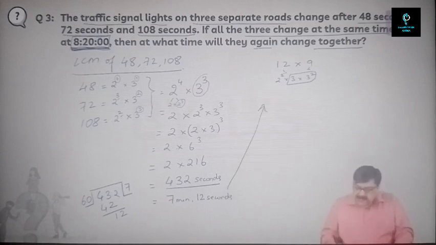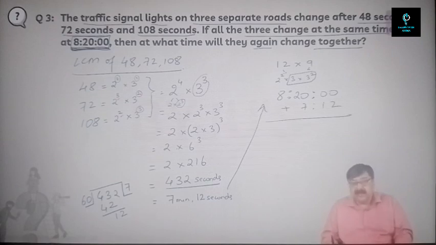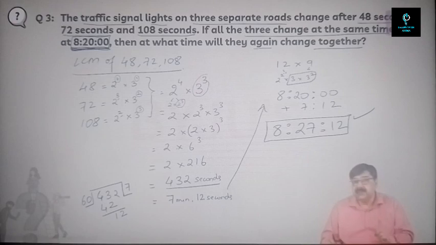So that means the next time when these lights will all change together will be 7 minutes and 12 seconds after 8:20. That is 8:27. 8 hours, 27 minutes and 12 seconds. That should be the first occasion after 8:20 when all these lights will change together.